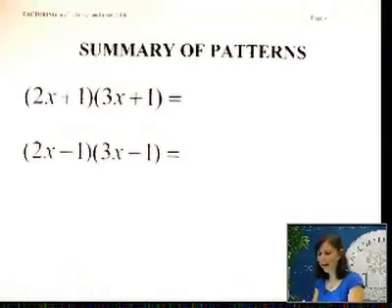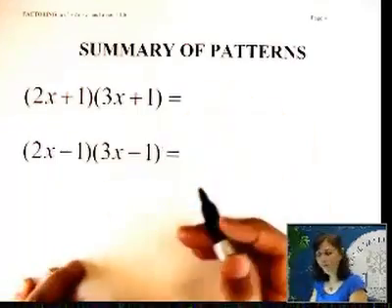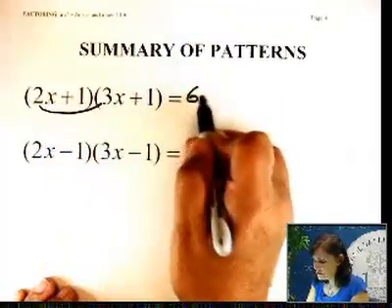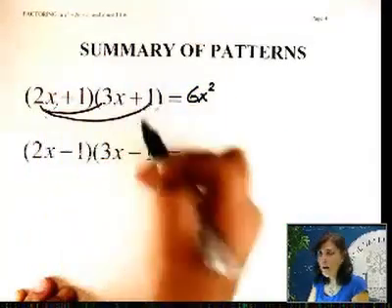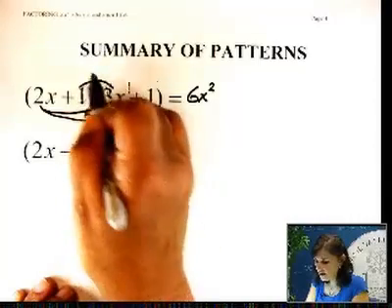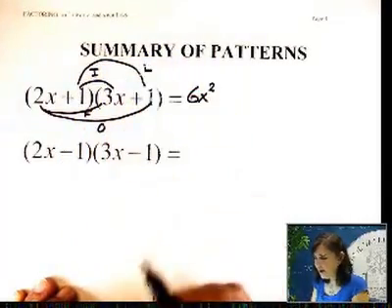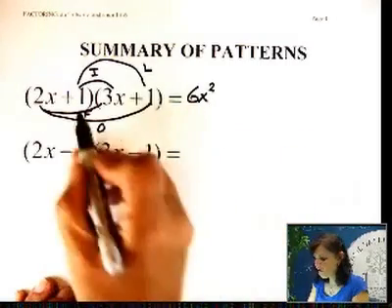Let's see some patterns in here. So I'll do a slow FOIL, and then I'll do a fast FOIL in a second. So slow FOIL, here you go. 2 times 3, 6x squared. That's F, first with first. O is outer. This is inner. And this is last. Okay? And I did that in the polynomial video, but I'll just review it.